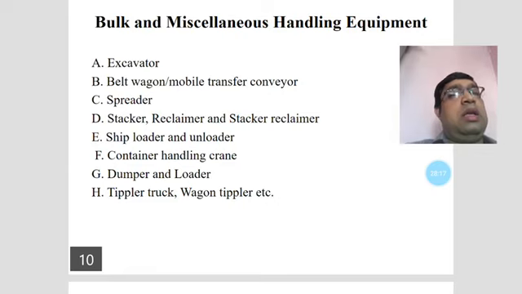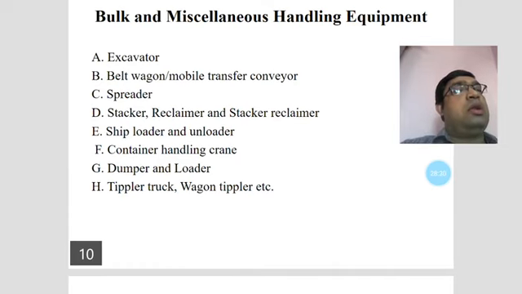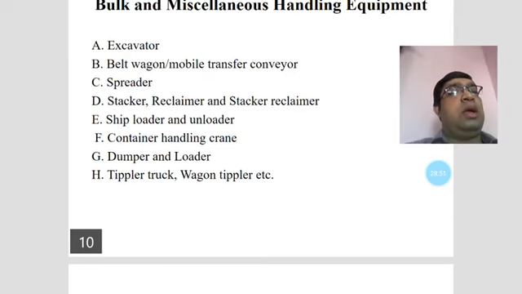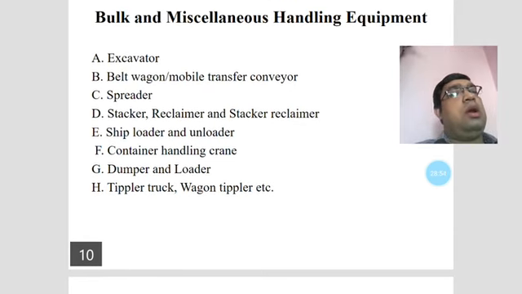And another thing is the container handling crane, and the container handling crane also will be essential, because some large containers cannot be transferred manually. Suppose there are 120 tons of materials inside the container, how do we transfer these 120 tons? Human effort cannot transfer these materials, so the container is handled by the crane, and the container handling crane is required.